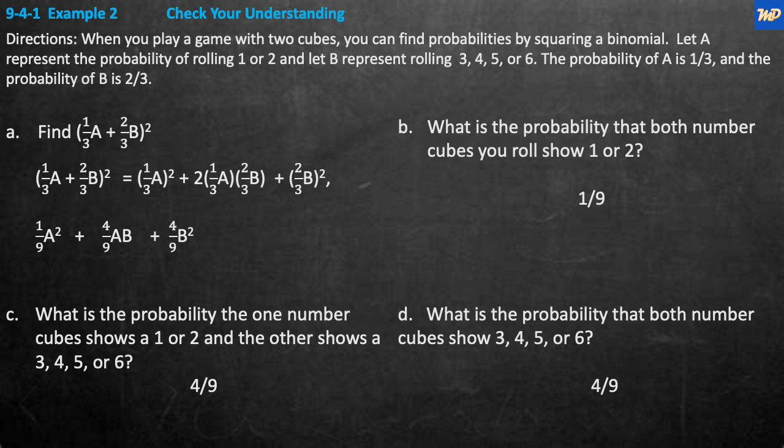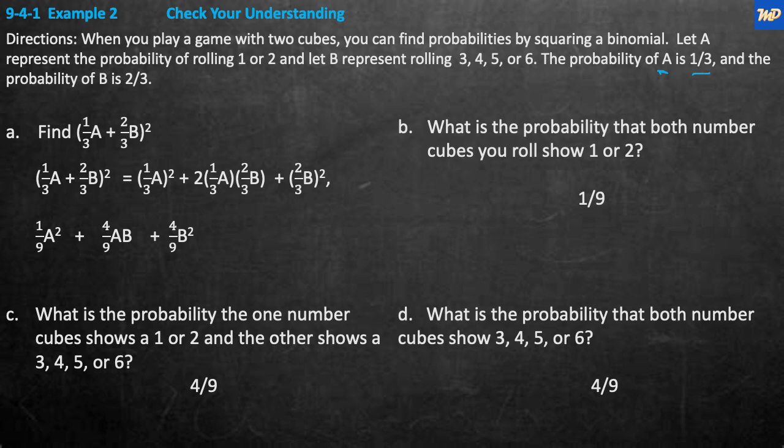And so if you look at the probability here, the probability of A is going to be 1/3, because you're going to get a 1 or a 2 out of 6. So 2/6 is the same as 1/3. And the probability of B is 2/3, because it's 3, 4, 5, 6. There's 4 terms over 6. 4/6 is 2/3. So that's the lead-in here. Given that information, we're going to work this equation from the previous slide. It says find (1/3 A plus 2/3 B) squared. So you get the picture.